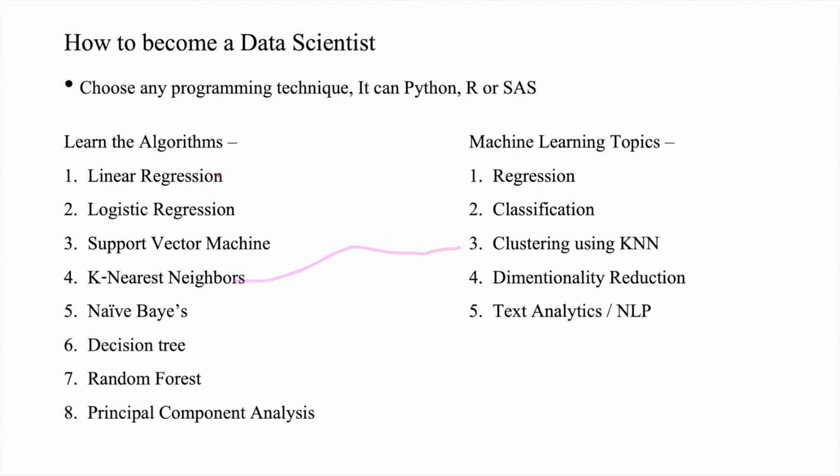Whereas linear regression is used for regression problems and logistic regression is used for classification problems. I'll be explaining all these algorithms in detail in my future videos, so do subscribe. You'll understand a lot about data science and deep learning as well.